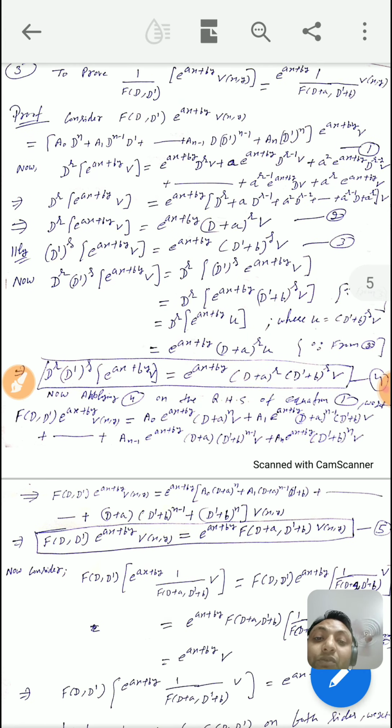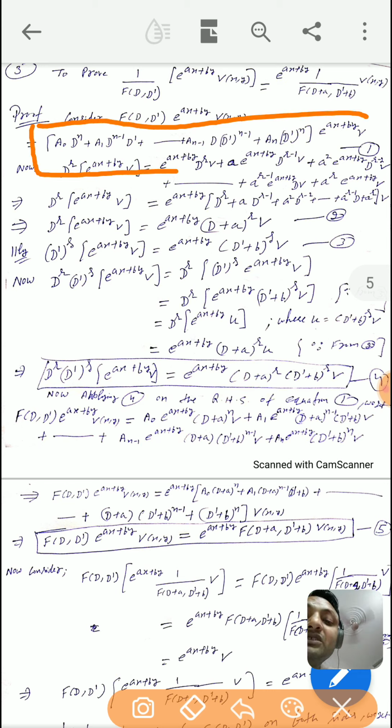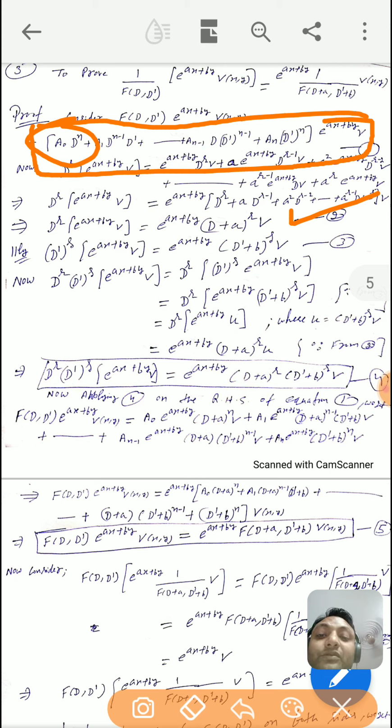So now we are able to apply this operator on e power ax plus by into b, because D power n, when it is applied on e power ax plus by, that is the first term, we will get this equation by replacing r by n. And when we apply the second equation on this operator, we will get this result by replacing r by n and s by 1.